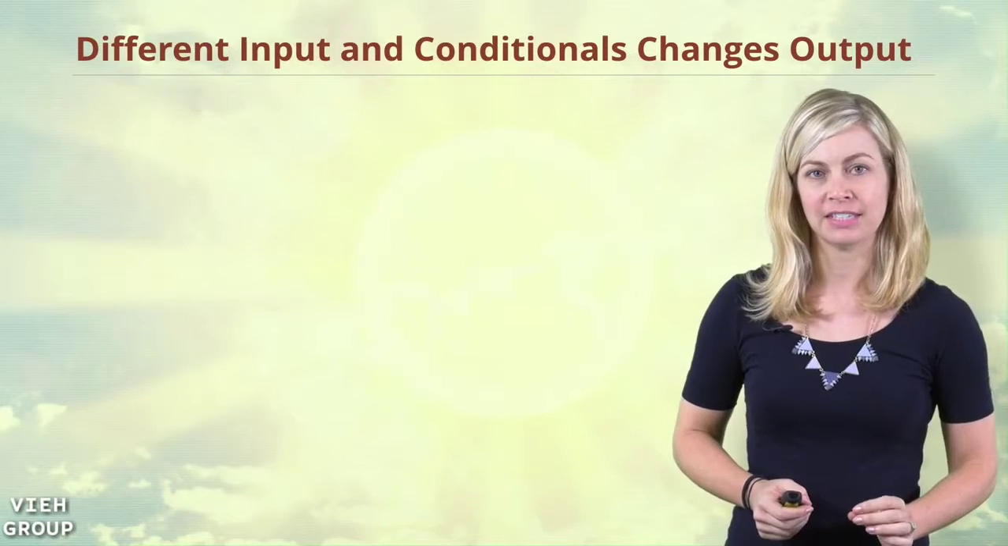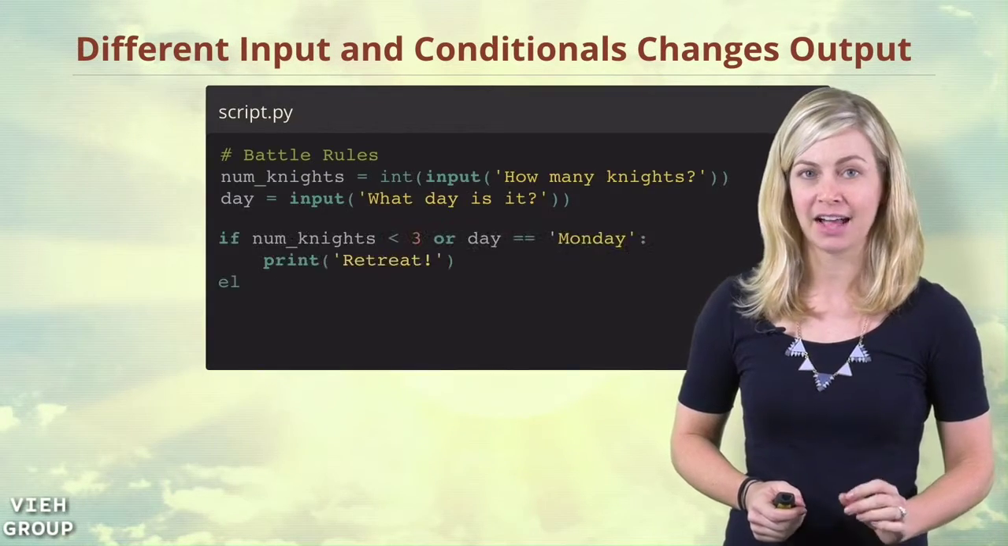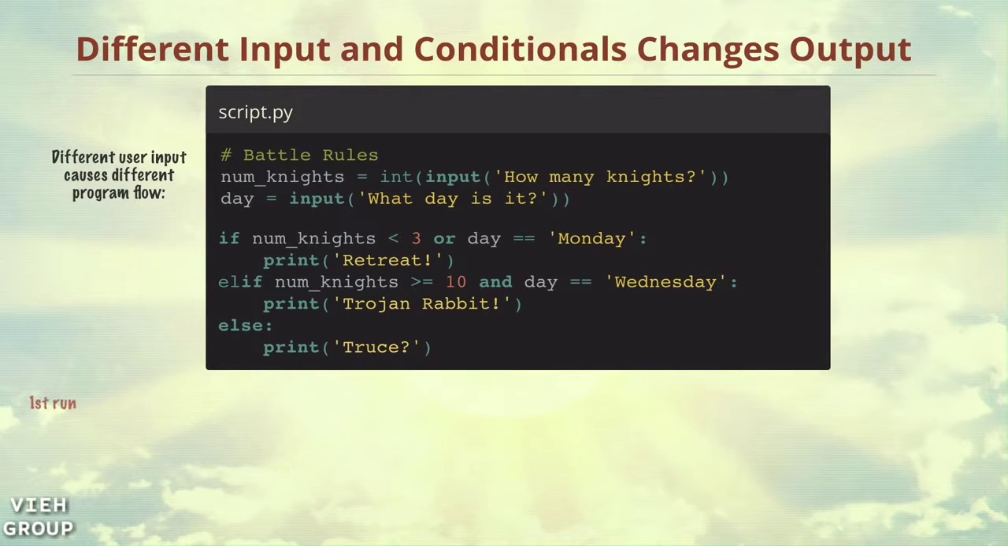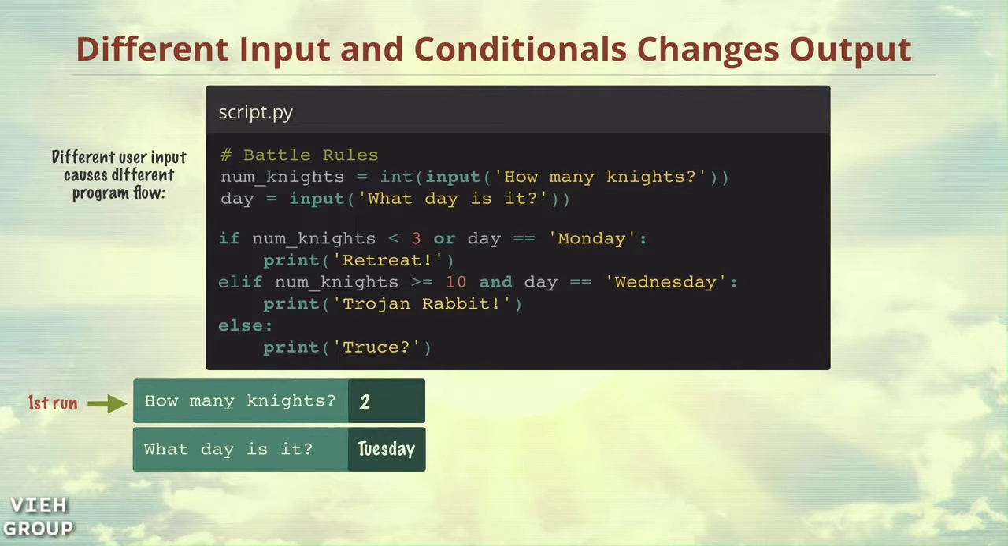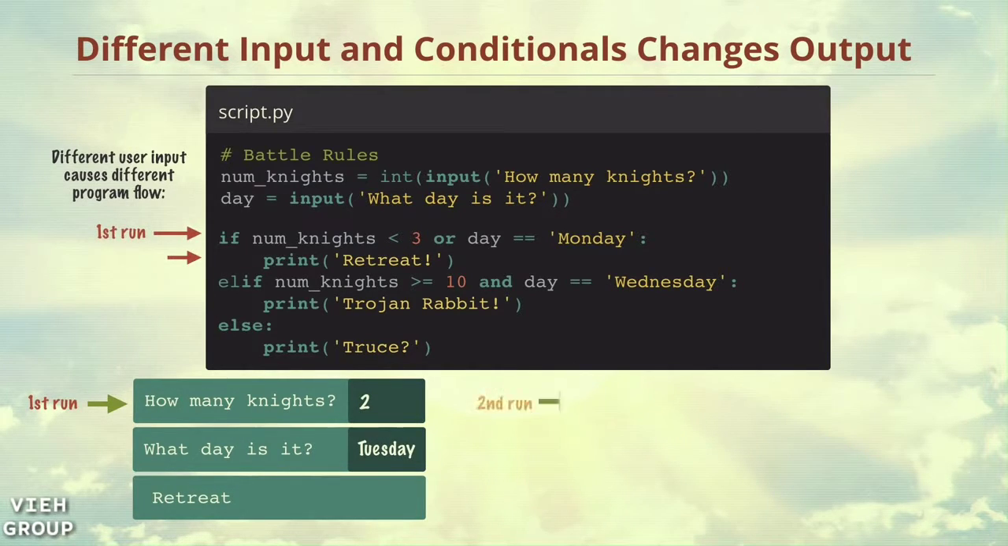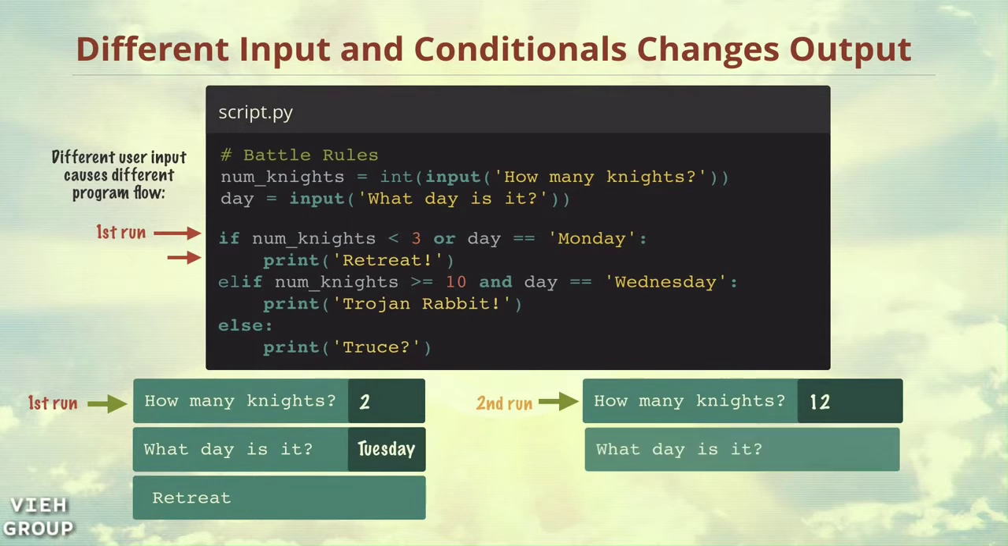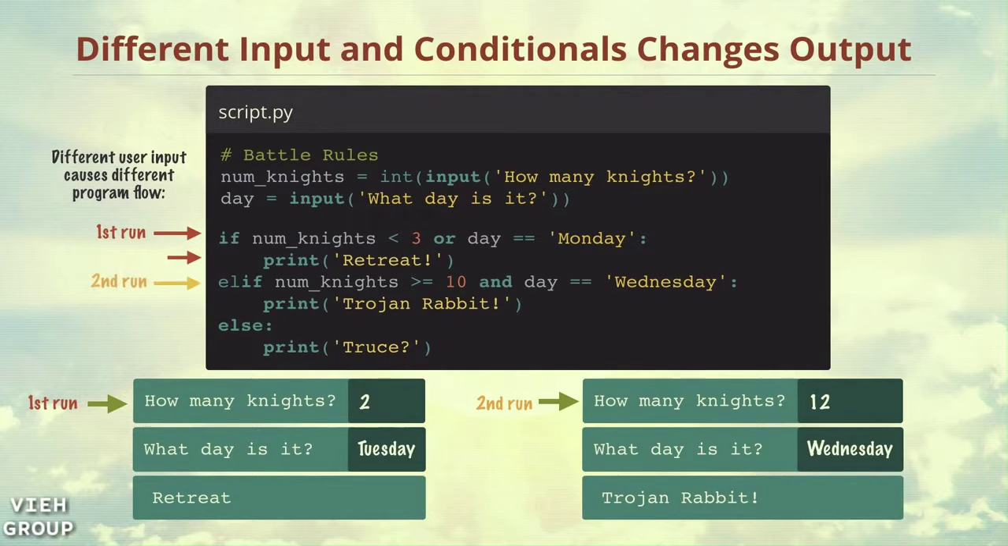Let's look at how different user input changes the outcome of our program. Here, if the user enters 2 for the number of nights and Tuesday for the day of the week, retreat is printed. If the user enters 12 for the number of nights and Wednesday for the day, Trojan rabbit is printed.